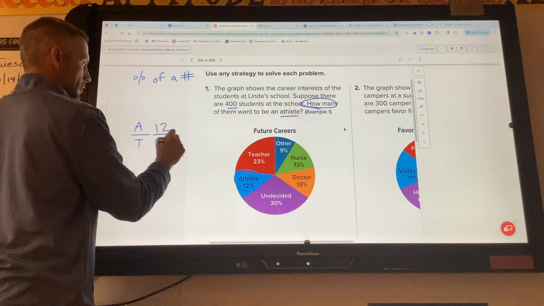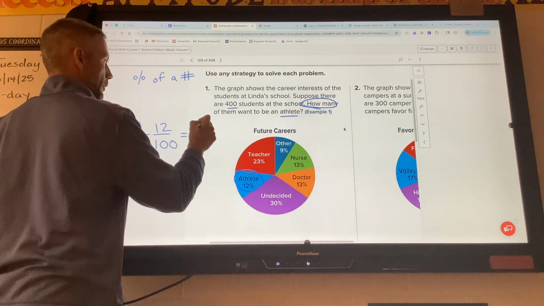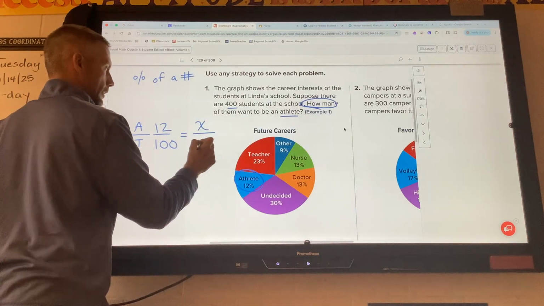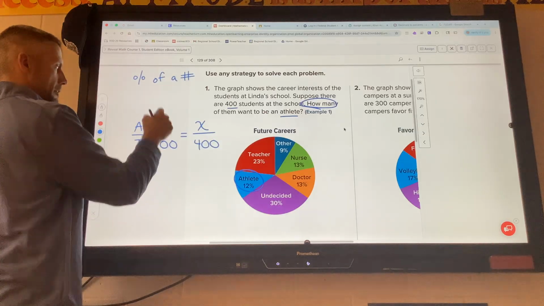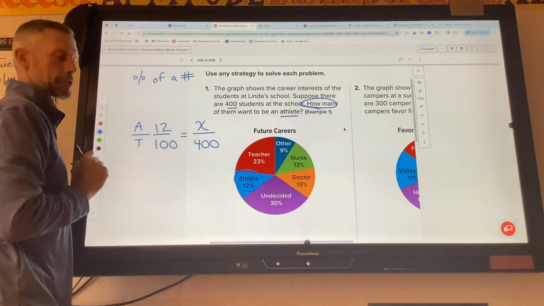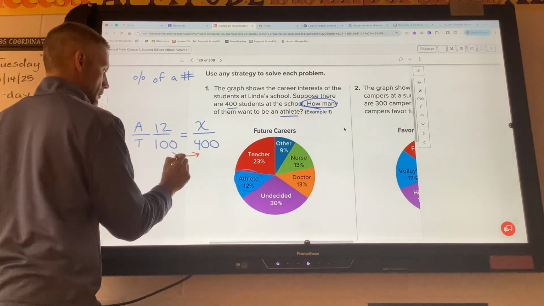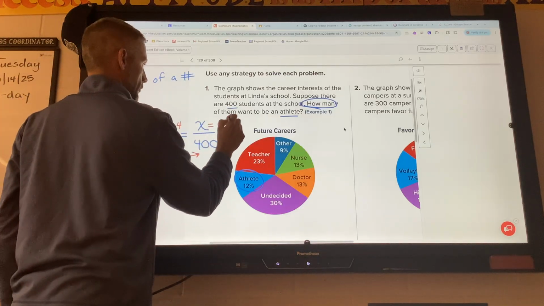12%, a percent is always out of 100, and that's going to equal, we want to know how many of the students will want to be athletes when they grow up if there are 400 students. So like I said, on one side, this is called the percent proportion, like we talked about in class. 12% would be 12 out of 100, but there were 400 kids. So you can see that this one was times 4, so 12 times 4 would be 48.